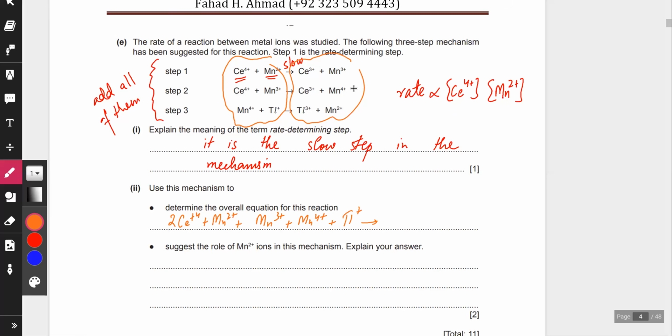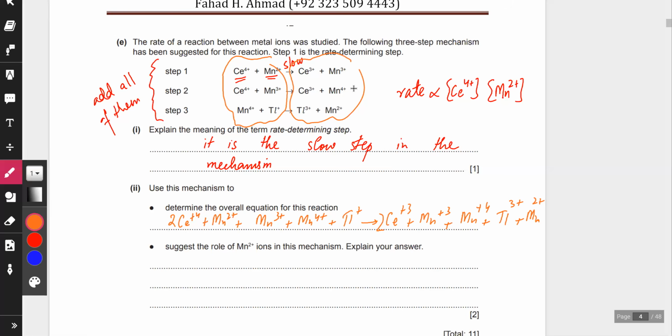And what is being produced in all the steps? It's Ce3+, it's Mn3+, Ce3+, that's 2Ce3+, there's an Mn4+, then there's Tl3+, and then there's finally Mn2+.